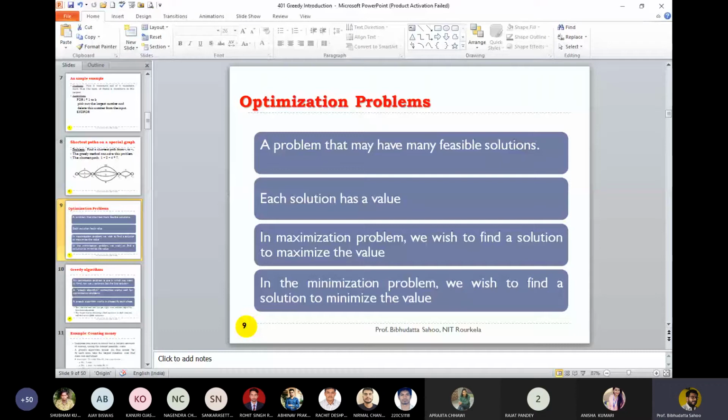Got it? So for almost all problems, the possible solution set, whether feasible or infeasible, can be represented as a power set. Okay, now how to write the objective function.